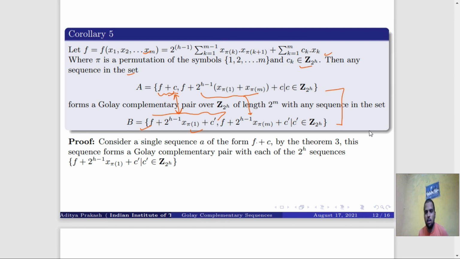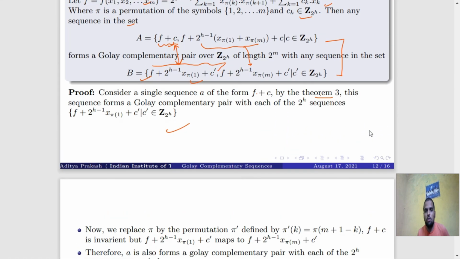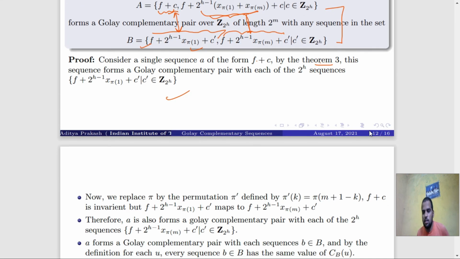First of all, this is already so in theorem 3. This sequence will be a complementary pair to the 2 to the power h sequence. Now my target is to show that this is a complementary pair. For this, we can simply define an invariant form: pi dash k is equal to pi m plus 1 minus k, where a plus c is invariant but a plus 2 maps to this.